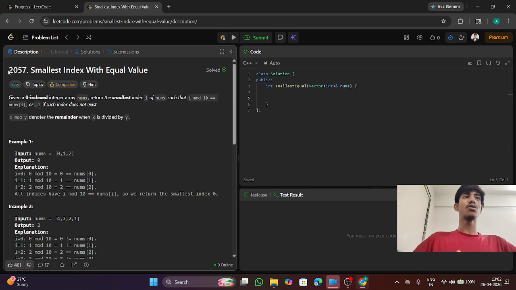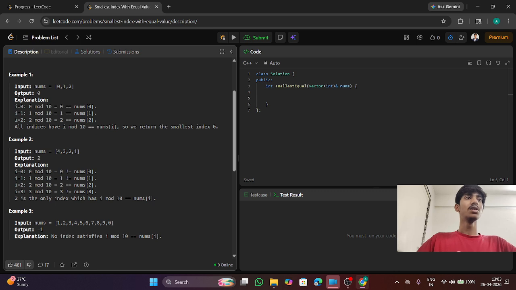Today I solve LeetCode problem number 2057. What does the question say? Smallest index with equal weight. Given a zero-indexed integer array nums, return the smallest index i of nums such that i mod 10 equals nums[i], or if such an index does not exist, I return -1.